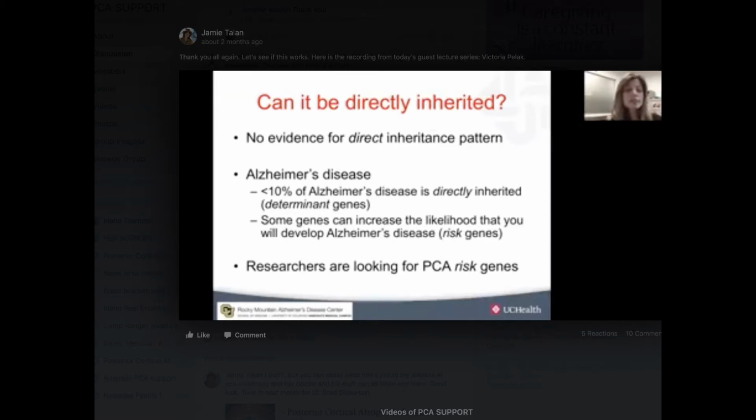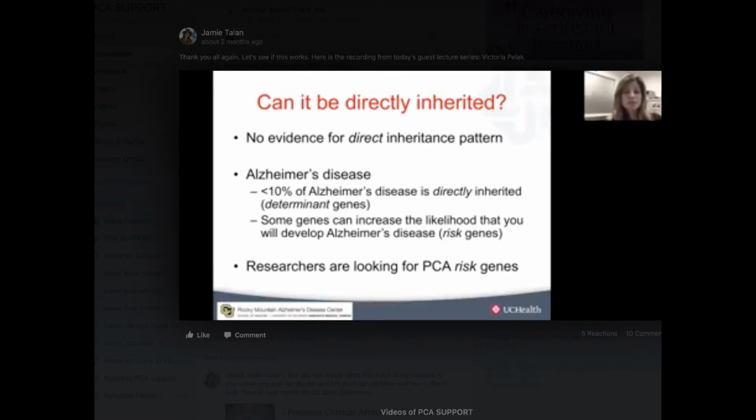We know that if we take, for instance, Alzheimer's disease, less than 10% is directly inherited, meaning if you have a gene, you can pass that on directly to your child, or you can inherit it directly from a parent. We call those determinate genes because if you have it, then it's determined that you will develop the disease. There are genes that you can inherit that increase your likelihood that you're going to develop Alzheimer's disease. They're not determinate genes, but instead they're risk genes.